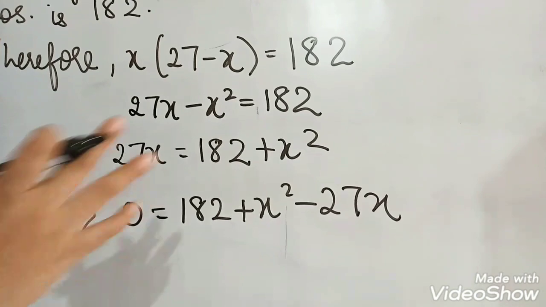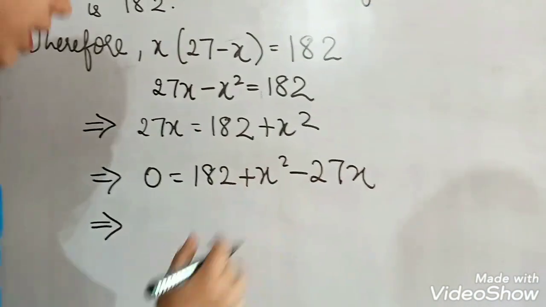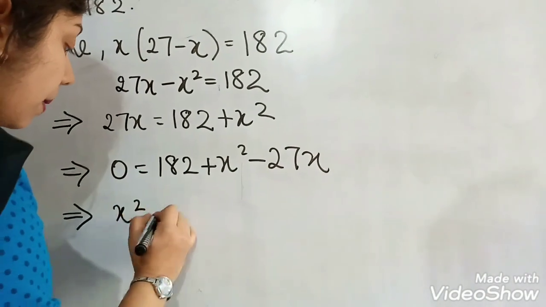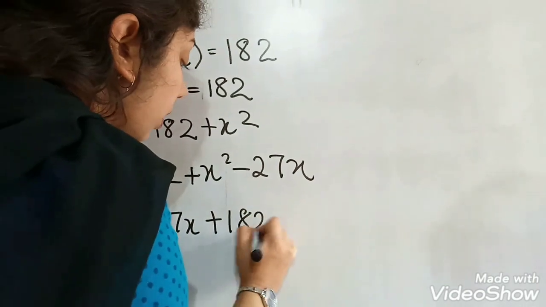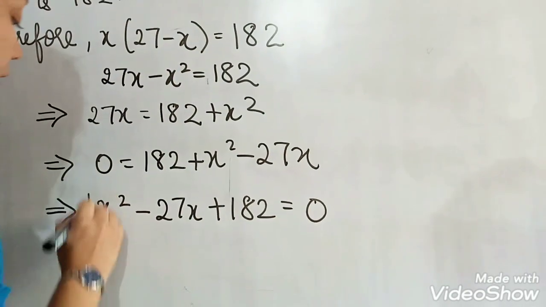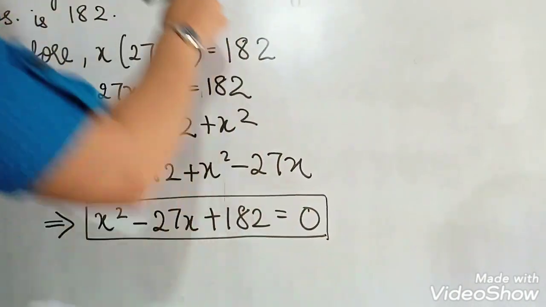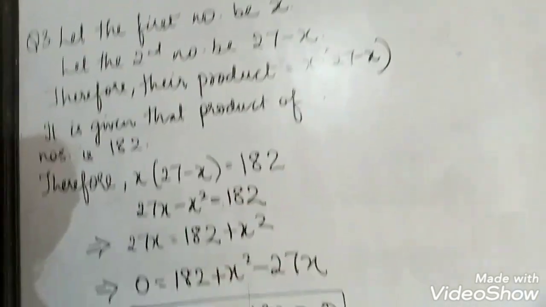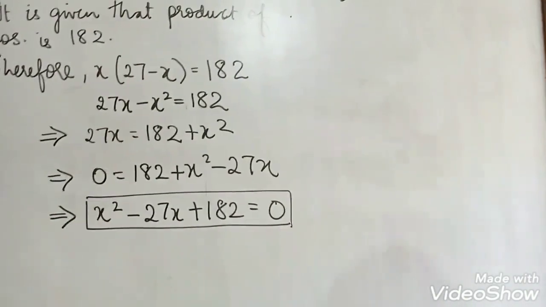Okay, now I am going to reverse this full equation so that it looks like a quadratic equation. These terms we can arrange as x squared minus 27x plus 182 equals 0. Here you get your quadratic equation. Now to find the numbers, that is x and 27 minus x, we have to solve this quadratic equation. So let us solve this quadratic equation.